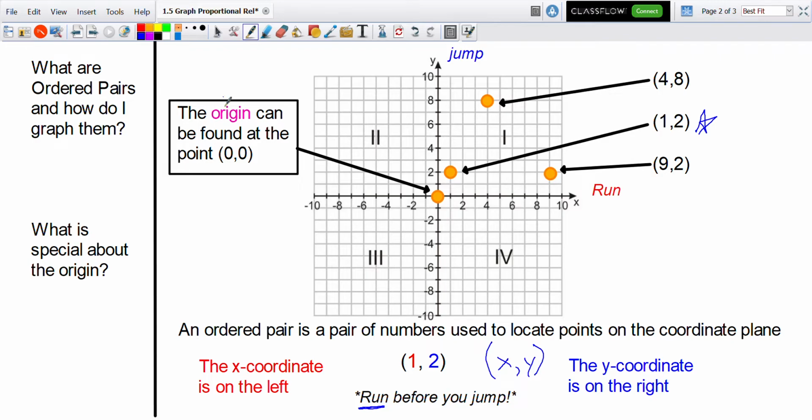The origin is an important term we need to remember. The origin is at the point 0, 0. It's where we always start when graphing our ordered pairs.